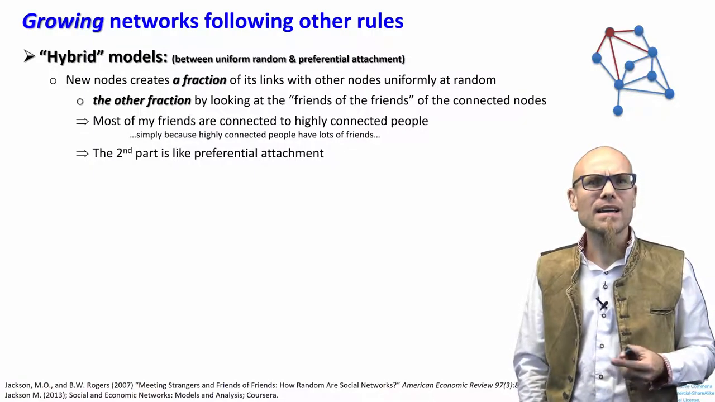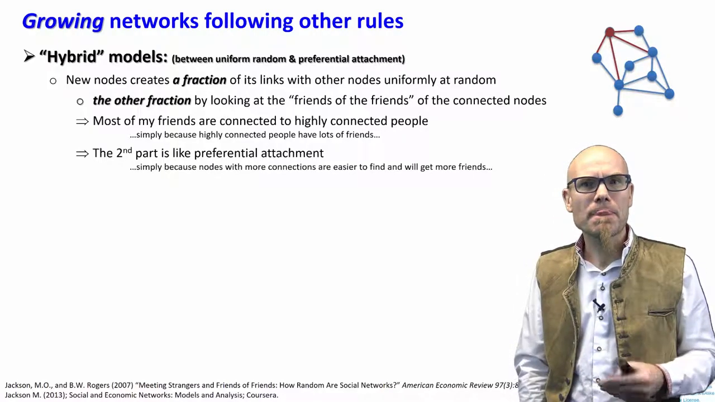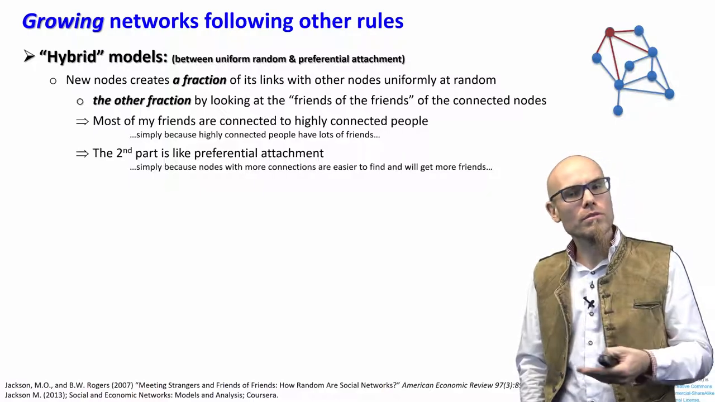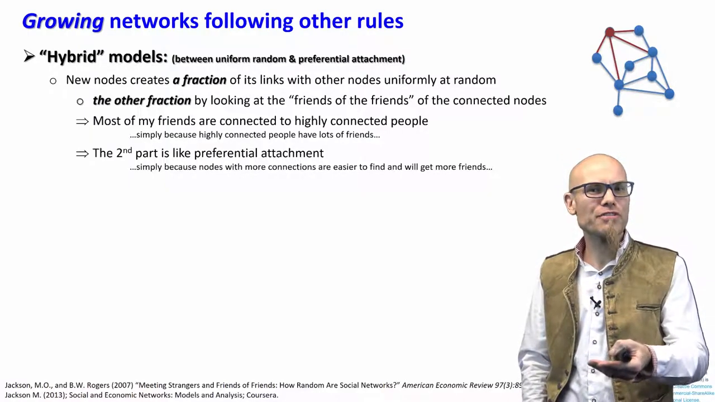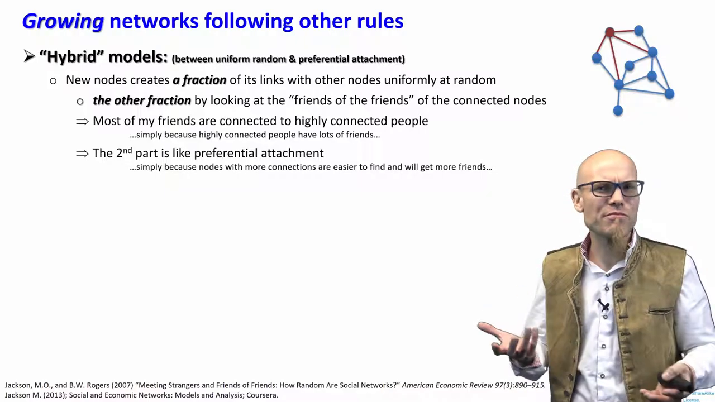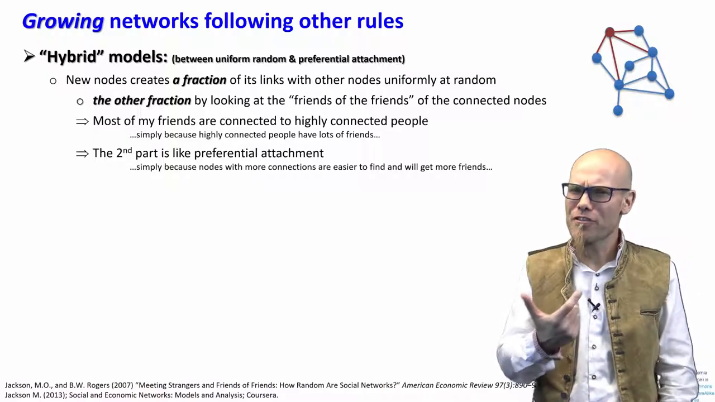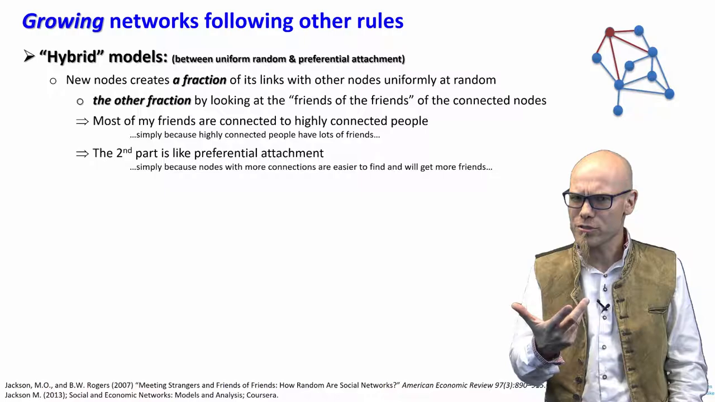Why is that? Well, that's simply because nodes with more connections are easy to find and will grow more friends. So the ones who are highly connected, which are likely connected to your friends, are easier to find as well. They're easy to find because they have more connections. So almost naturally, that's why we find preferential attachment so often in social networks, because it almost naturally happens.